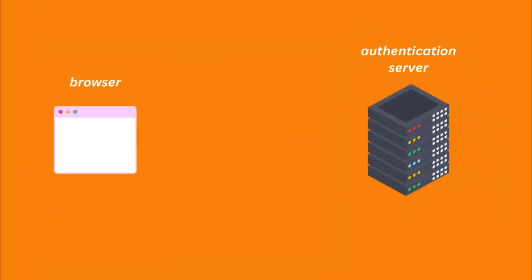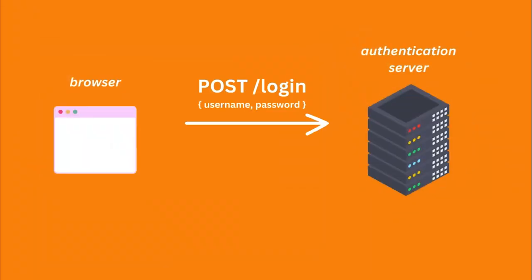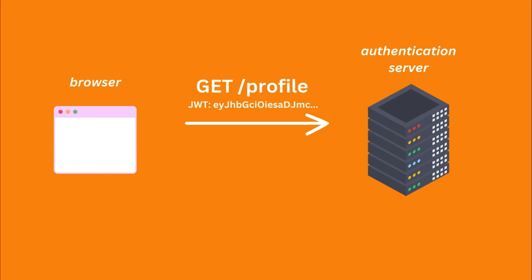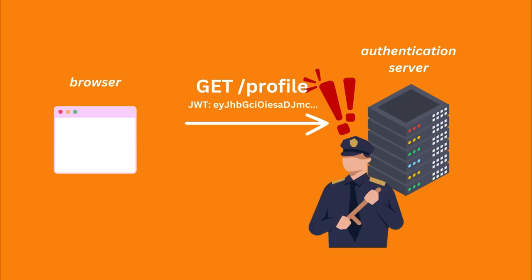So let's say we have an authentication server that has a login endpoint. When a user enters the correct username and password, the authentication server generates a JWT and sends it back to the browser to be stored. And the browser, whenever it wants to make an authenticated request back to the server, would include this JWT in the request. But how does the server know that this JWT is actually valid? How does it know that it hasn't been tampered with? How does it even know that this JWT originated from the server in the first place?